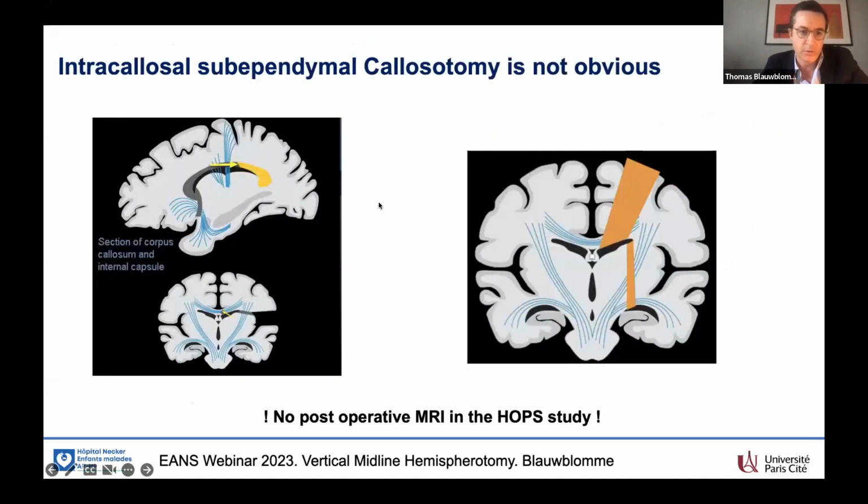For me, the intracallosal subependymal callosotomy is not obvious. The video from Christian was really beautiful because he showed us very nicely the pericallosal artery. But I saw, for example, in William Harkness' department in London, with the lateral approach, it was really difficult to follow the vessel from a lateral way or from a parasagittal way. If you look back at the HOPE study, you don't have 100% of patients cured, and you don't have any analysis of the post-operative MRI taken into consideration in the seizure outcome.